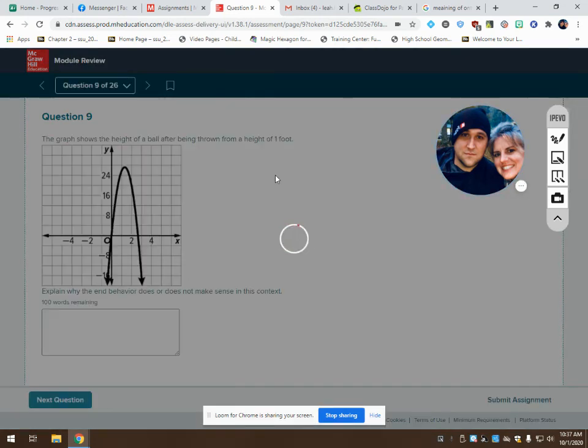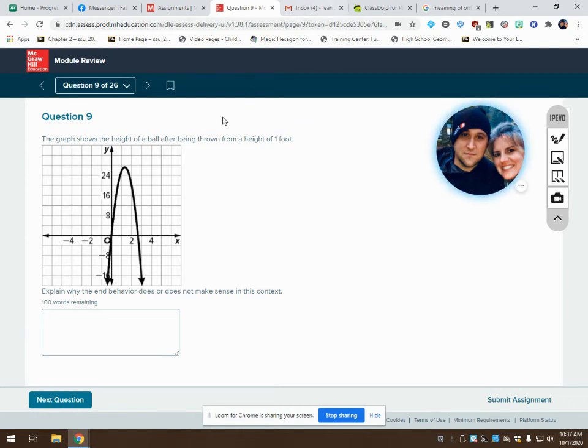Number 9. The graph shows the height of a ball after being thrown from a height of 1 foot. Explain why the end behavior does not make sense in this context. Look at this. My end behavior shows it down here in the negatives. Does that make any sense that this is the height of the ball?